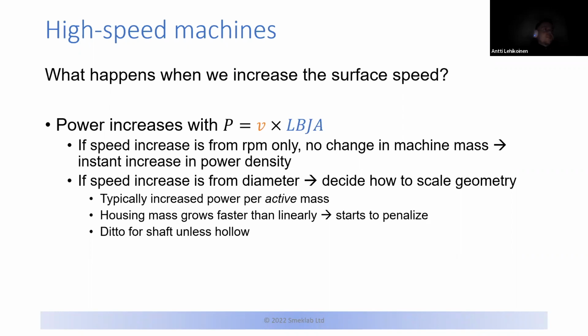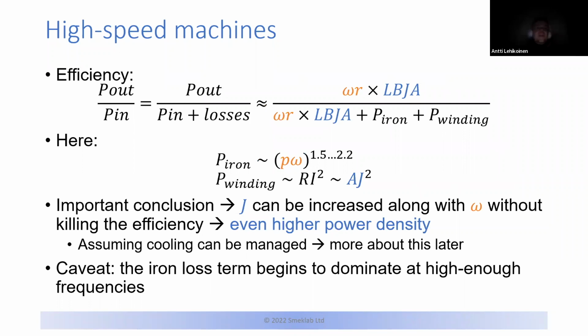And the same happens to the shaft of the machine, unless you have a hollow shaft or almost hollow shaft, which is again possible, but mechanically tricky, might be difficult to manufacture, and so on. So that's what happens to the power of the machine and to some degree the mass of the machine when you increase the surface speed. Now, let's see what happens to the efficiency.